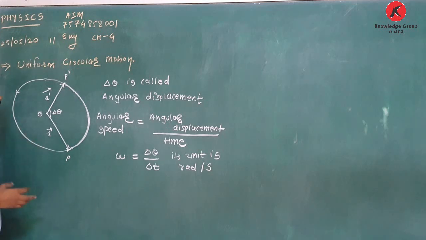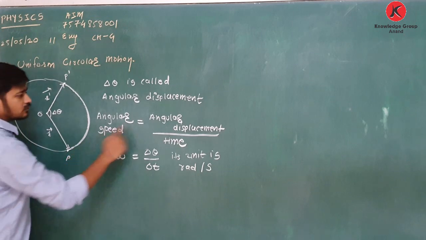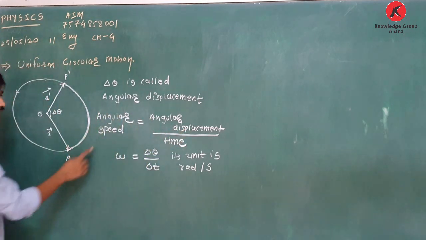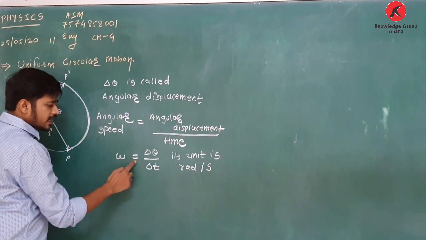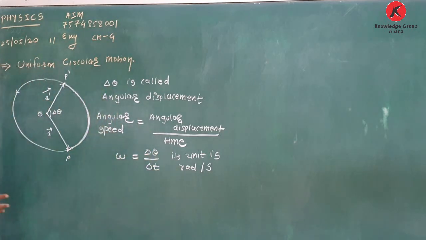So you have to remember delta theta is called angular displacement. Angular speed is equal to angular displacement upon time. Angular speed is indicated by omega, equal to delta theta upon delta t. Its unit is radian per second. Clear about this? Okay. Now, linear speed.